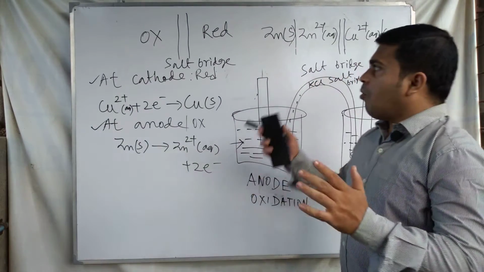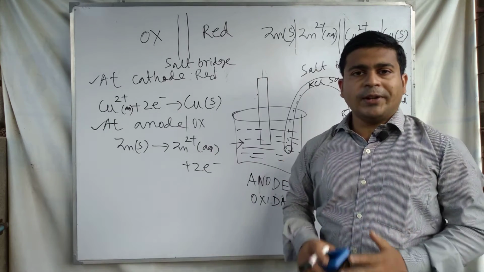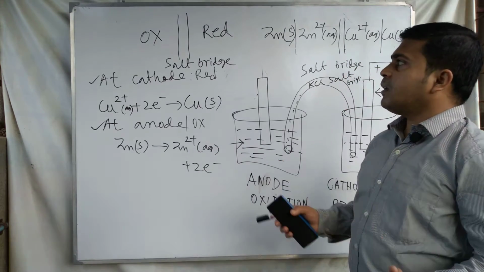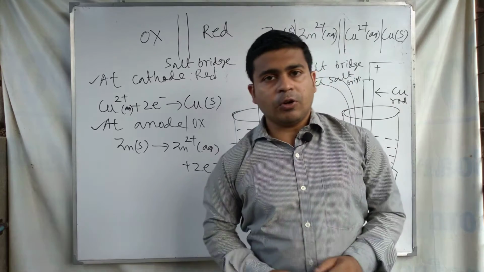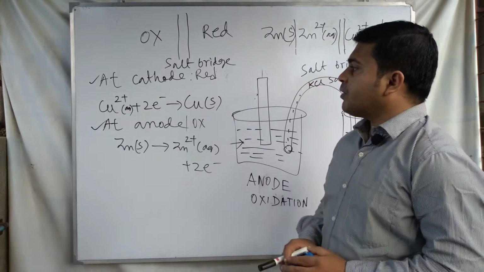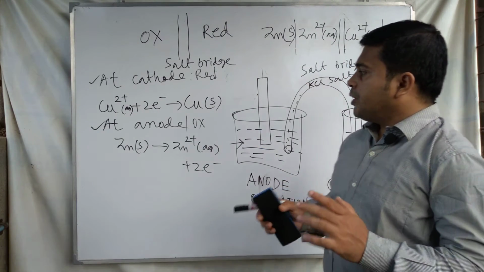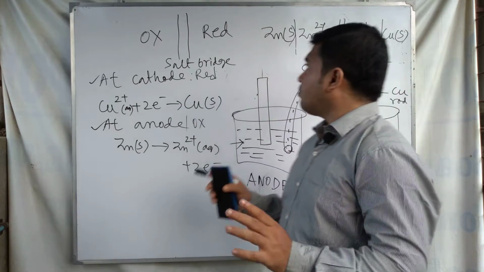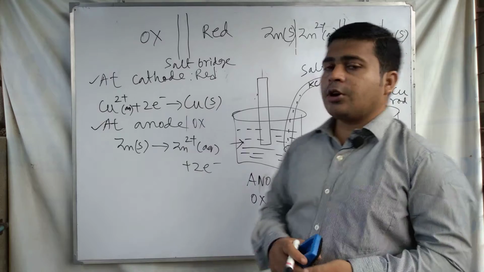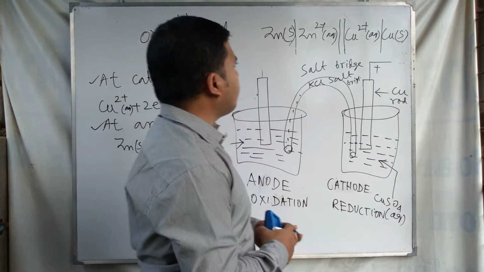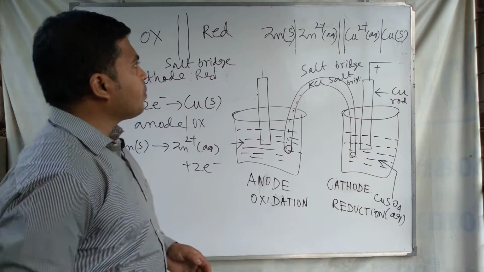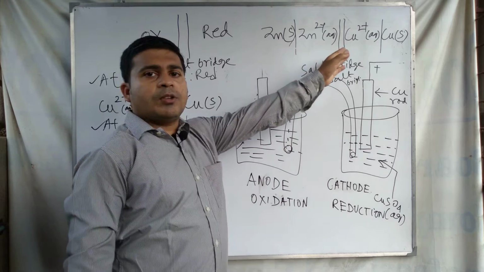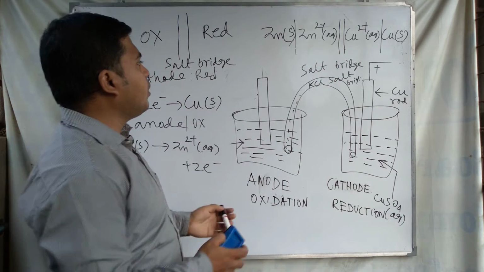Okay, so the oxidation half should always be on the left hand side, and the reduction half should always be on the right hand side. In the oxidation half, the anode reaction occurs, and in the reduction half the cathode reaction occurs, and both halves, oxidation half and reduction half, are separated by a salt bridge. The salt bridge is represented here.